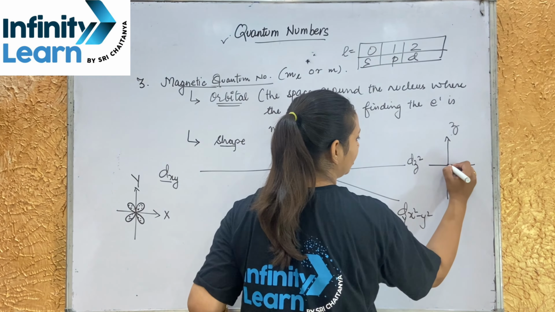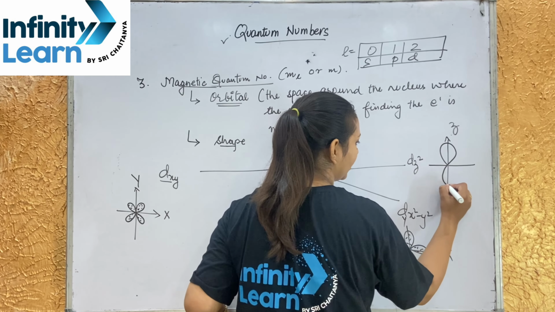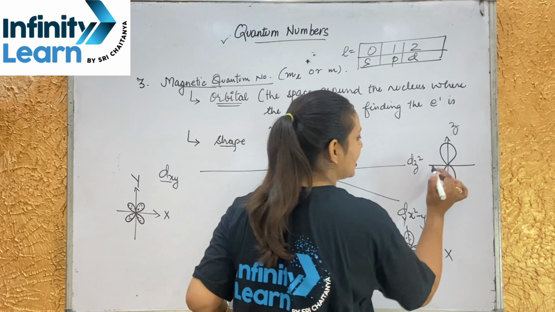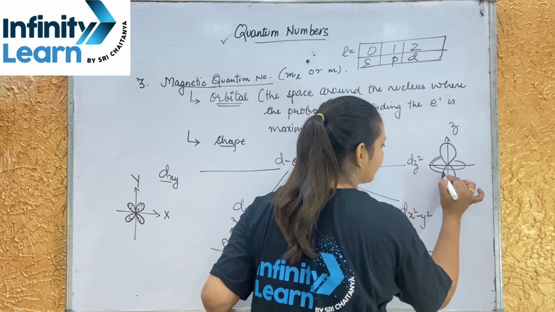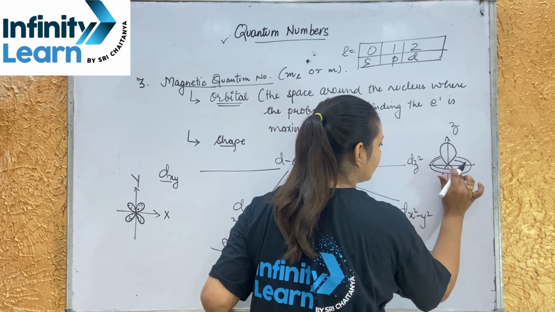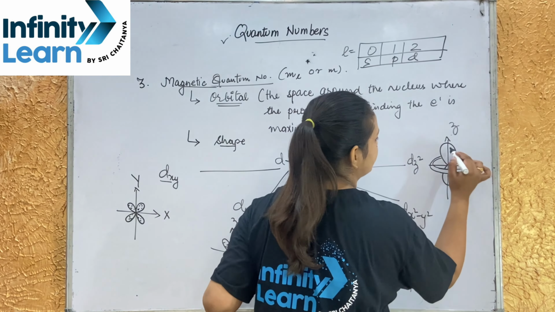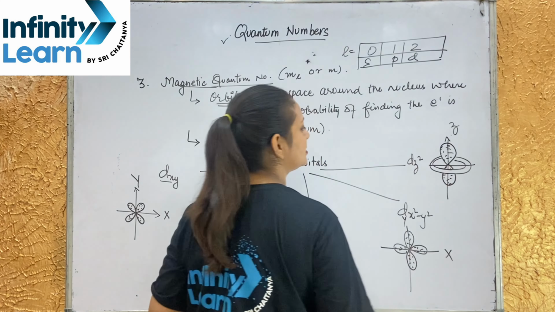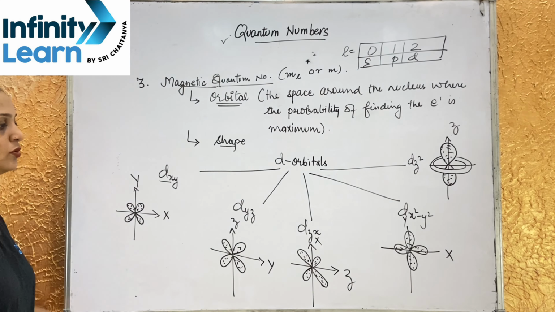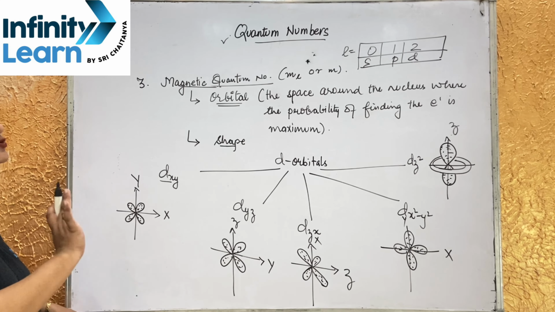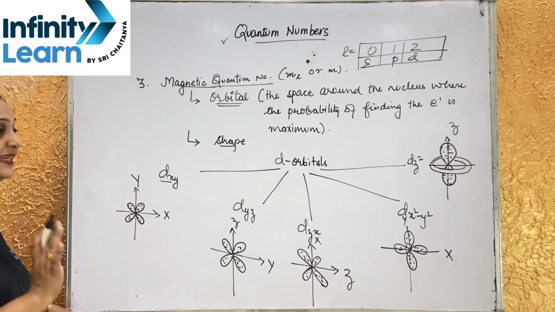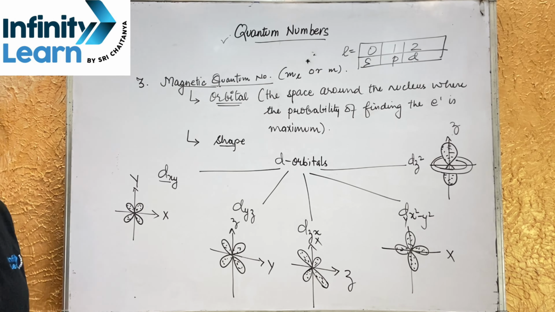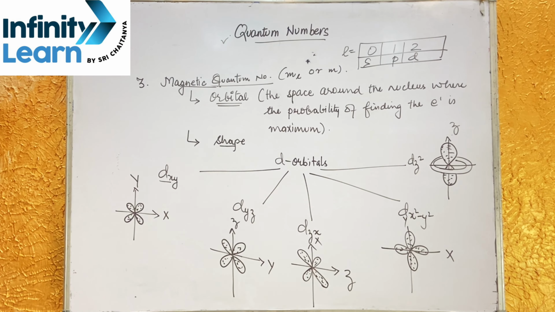And now we will mark the lobe over the z axis, and there is a ring around it. We have to mark the ring as well, and this is the z axis. So these are the shapes of the 5 d orbitals, that is dxy, dyz, dzx, dx square minus y square, and dz square.